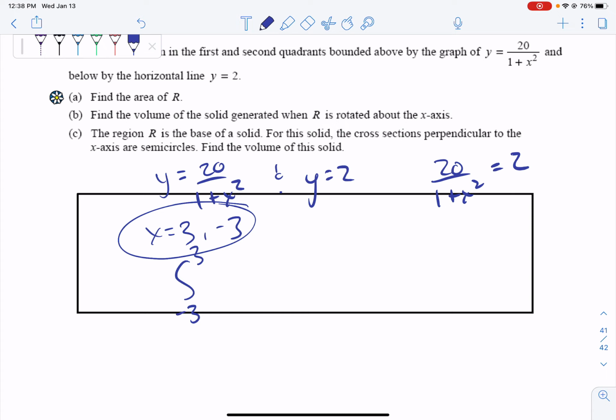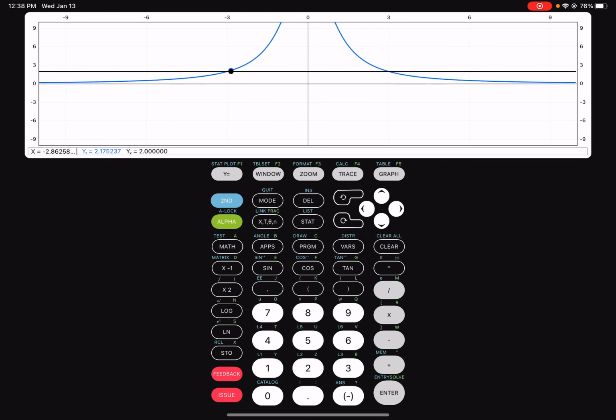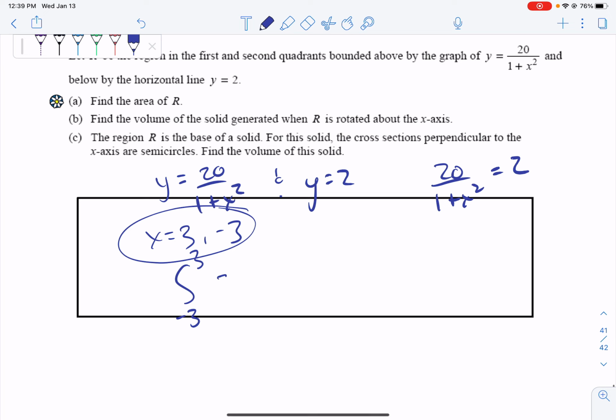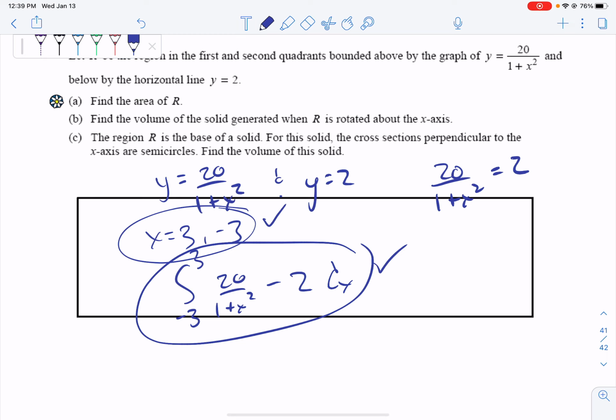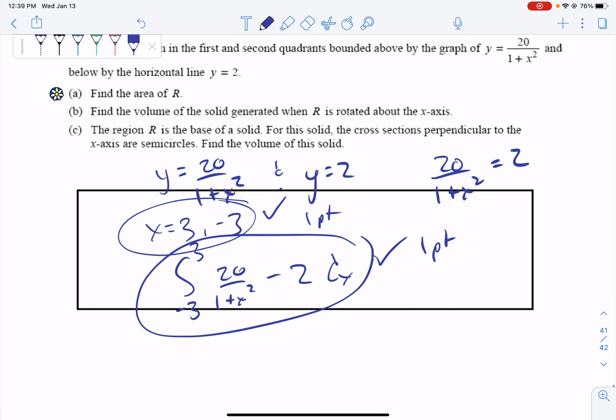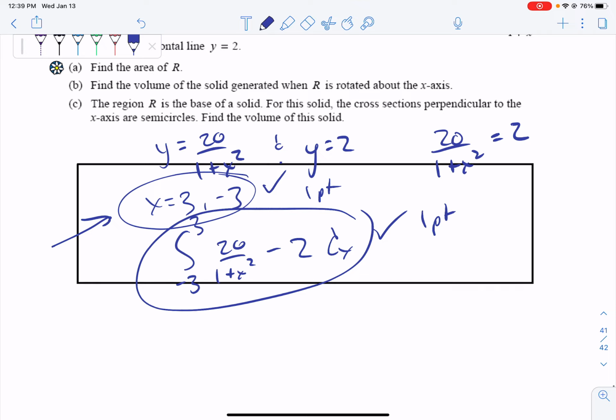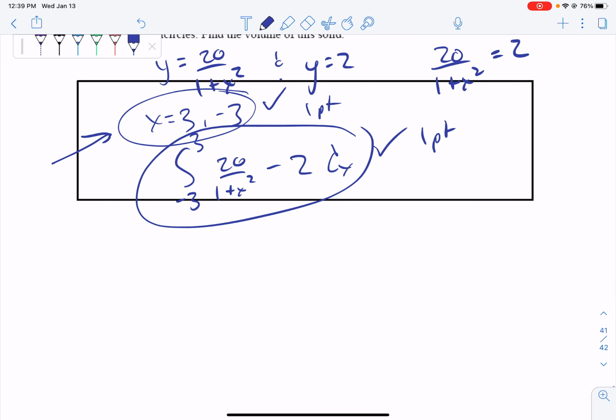Then I set up my integral. So my top function, if you don't remember, look at it. My top function is the blue one. So that's my 20 over 1 plus x squared. And then I'm going to minus the bottom function, which is 2. And then I get my dx. So there's another point on the AP test if you write it down, okay? If you just go from this step here and then put it in the calculator and you don't show them what you put in the calculator, guys, you're not going to get the points, okay?